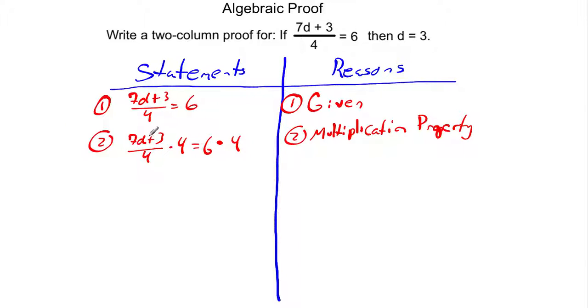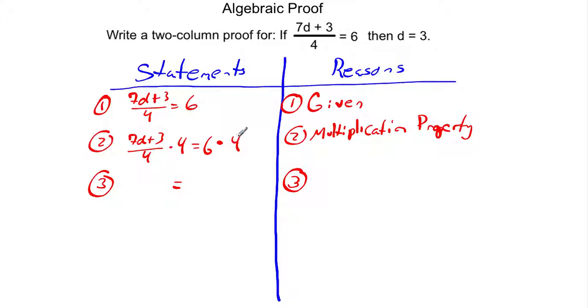Notice with each step, I'm actually numbering it. And the reasons and the statements have corresponding numbers, and they're all in the same line. So step 2 is right across from step 2. Now, if I take this, it might be easier to see on the right side.